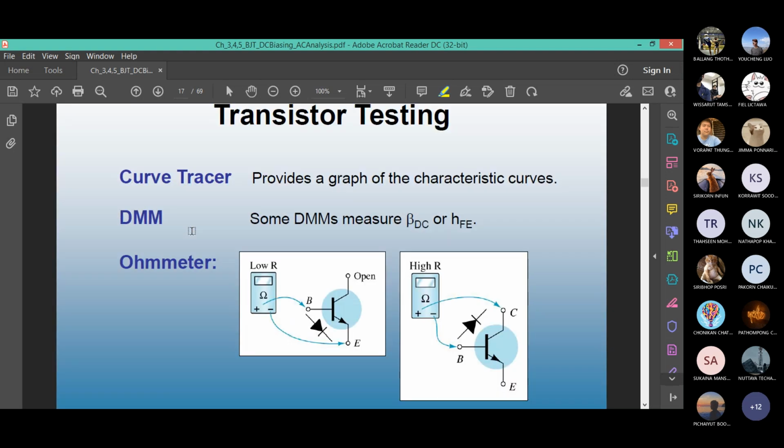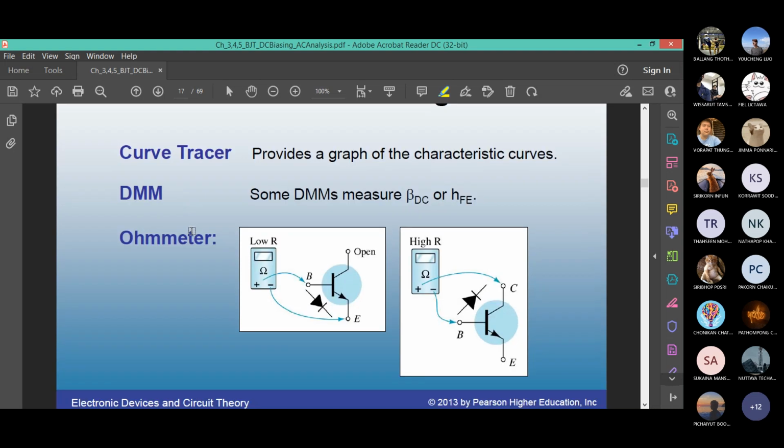If you want to test a transistor in the lab, there's a curve tracer. If the transistor is working properly, you put on the curve tracer, it will show you the characteristic curve that we just studied. Digital multimeters, some of them have transistor testing capability. In my lab, the multimeter I use, it can test a transistor's functionality. If you don't have the transistor testing function, you can use an ohm meter.